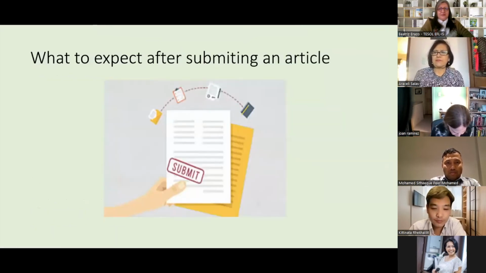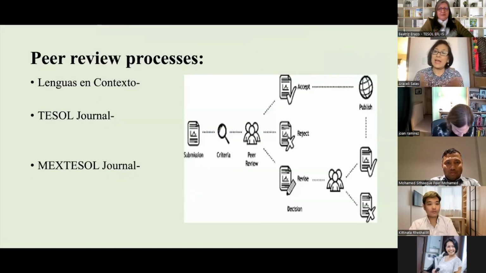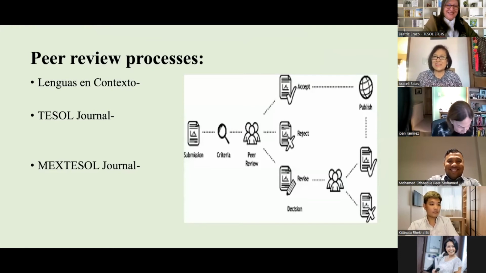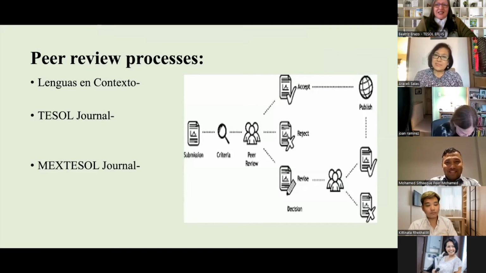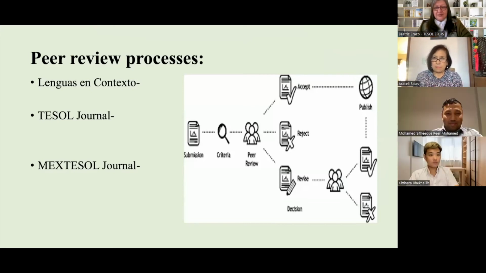What to expect after submitting an article? I am going to tell you a little about this peer review process. For example, in my humble university journal, because it's only in Latin America, Lenguas en Contexto, that is our journal. You can Google it. My university is BUAP. It is very simple. We receive articles. We have calls for publication twice a year. We receive the articles, we have a blind review process, and you get a decision.